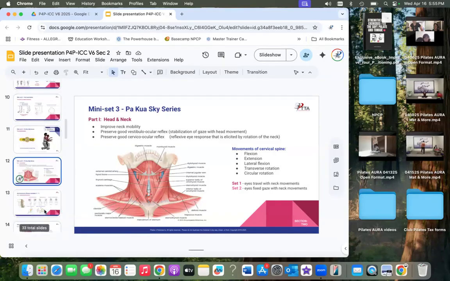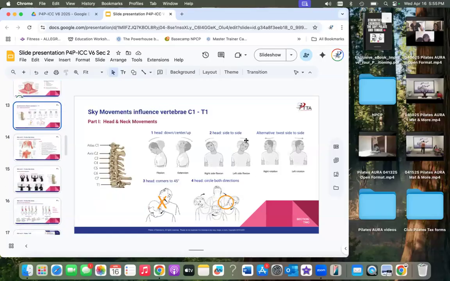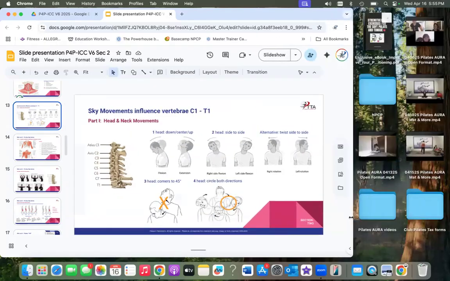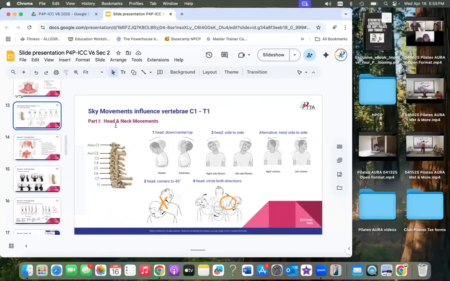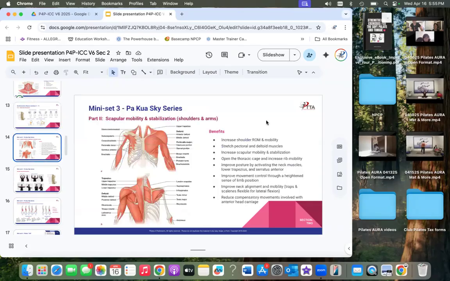All right. And then we get into, these are the movements that you would see on the Pakwa Sky mini series. That's for you to review. And it affects the Atlas axis all the way down to the T1. Then the next part of the Pakwa mini set is that you're doing a lot of scapular mobility and starting to train the scapula and the shoulder joint to work independently and to work coordinated.